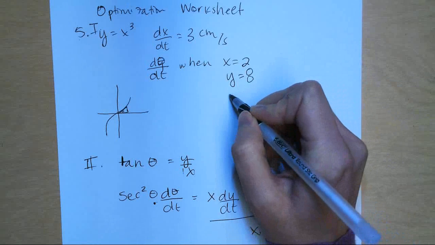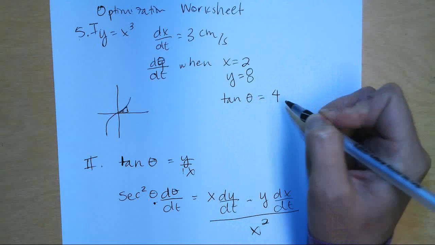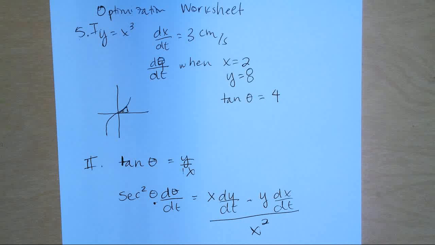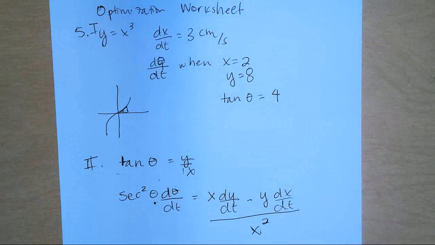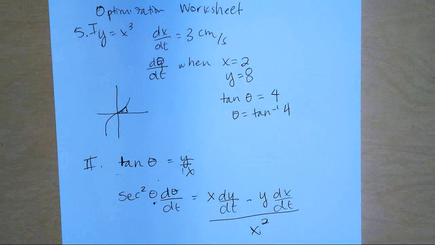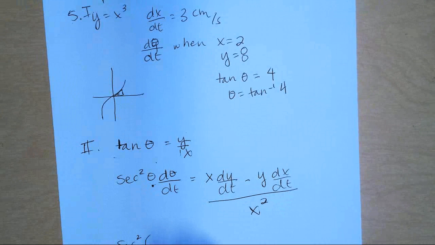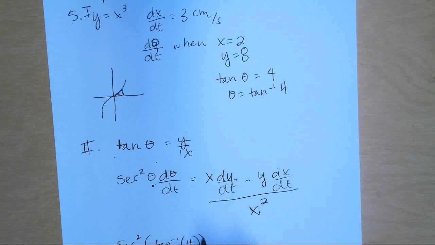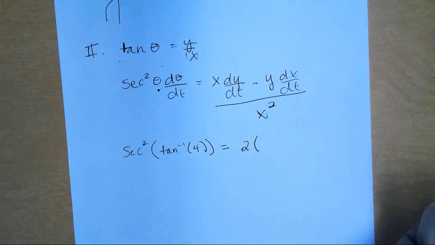And what is theta? Well, I know that the tangent of theta is equal to 4. So what is the inverse tangent of 4? Does someone know this? From this relationship. Okay, actually, let's just leave it as theta is equal to inverse tan of 4. That way we're not reducing too early. So this is going to give me secant squared inverse tangent of 4 equals 2 times dy dt. Okay, well, what is dy dt?